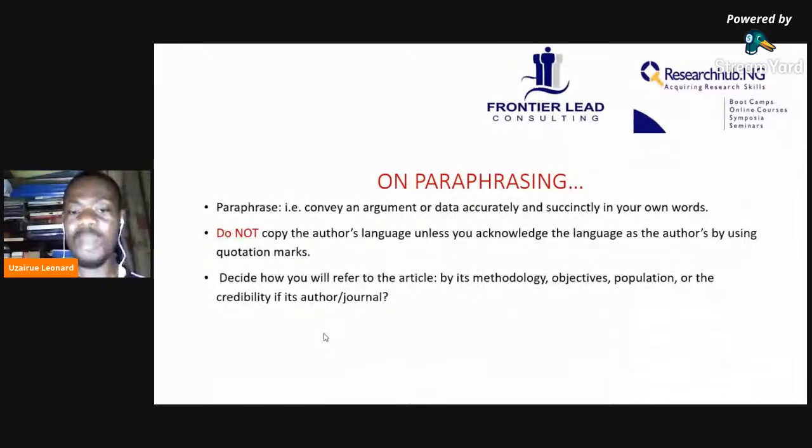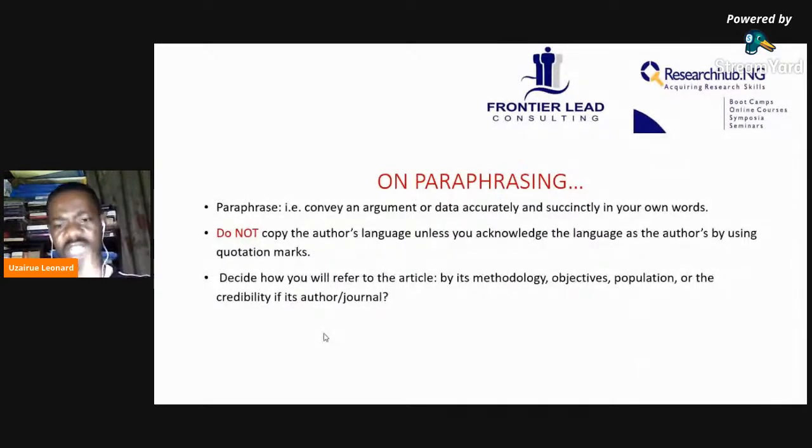Decide how you will refer to the article: by its method, objective, population, or credibility, whether the author or the journal. Now, that is also very important. When you are paraphrasing, there are several ways through which you can refer to an article. If the aspect of the article you are talking about concerns the method, you should state categorically that the idea relevant to my study is from the method of this author, or the objective of the work of this author, or this author used this population, or the finding of author A is relevant to my own finding.